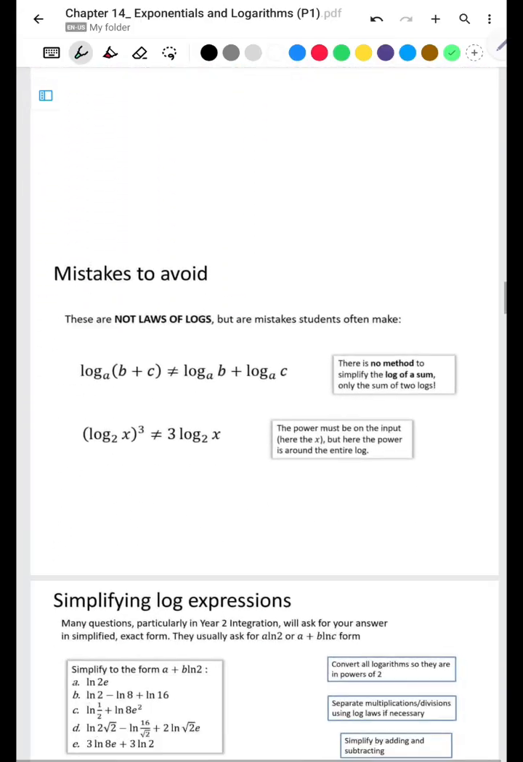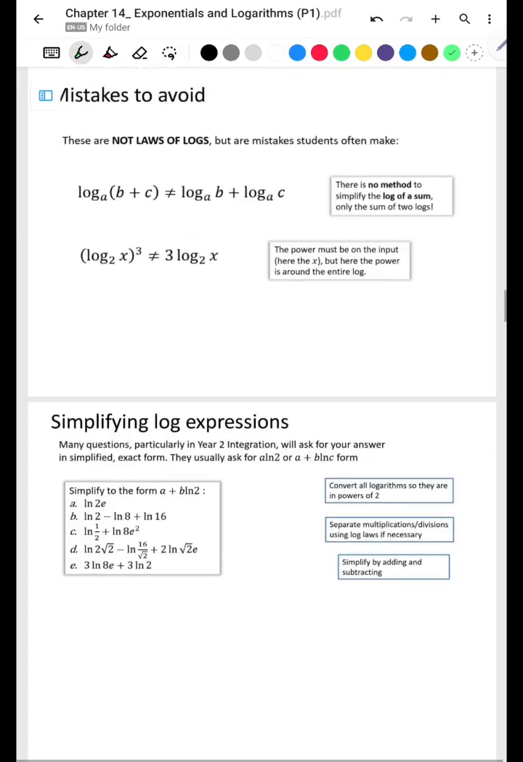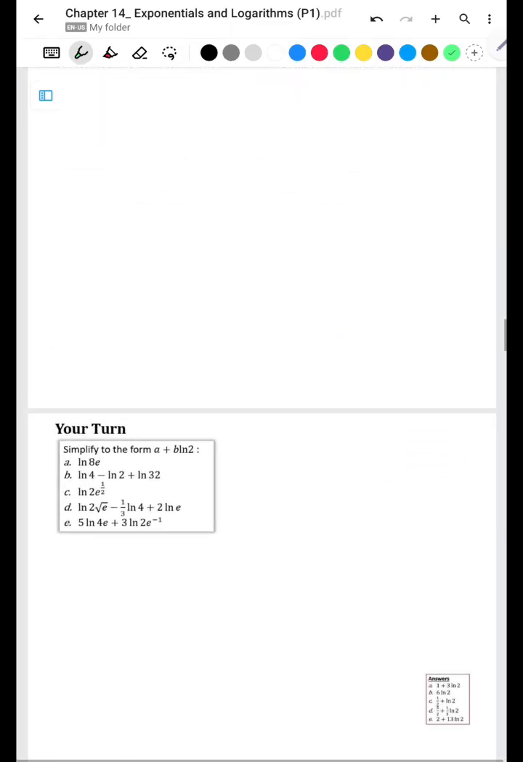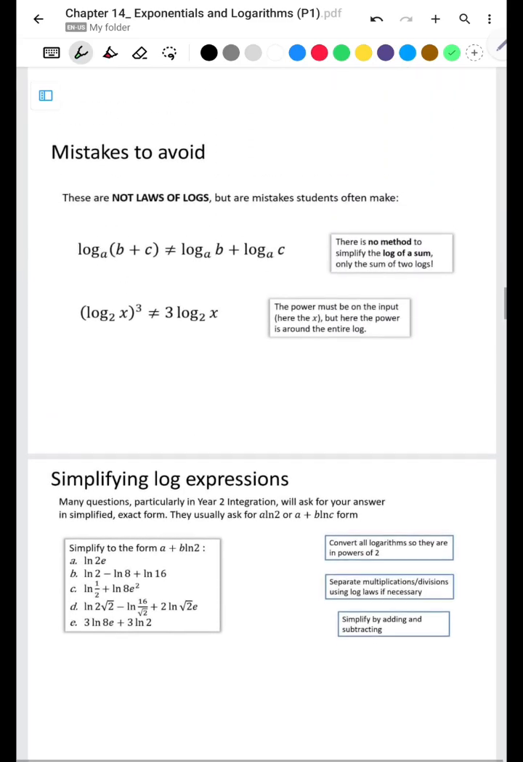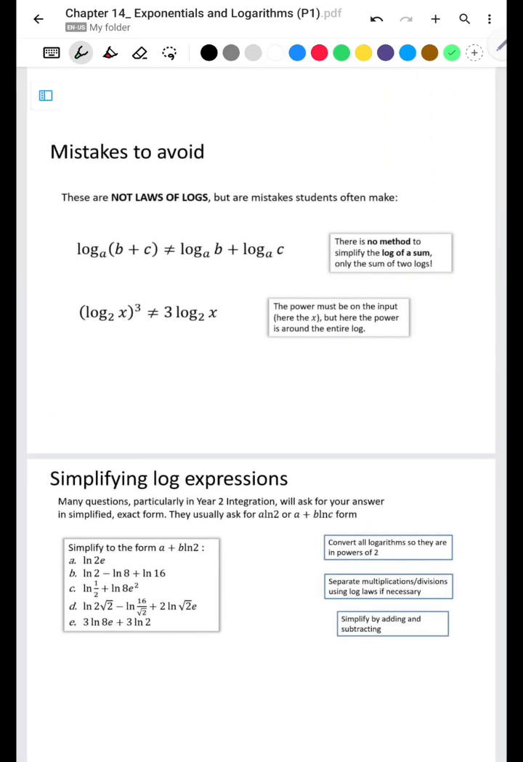So I'll go through. I really want to go through the questions, and okay, we'll do 2 questions from here, and let me quickly go over the mistakes to avoid.